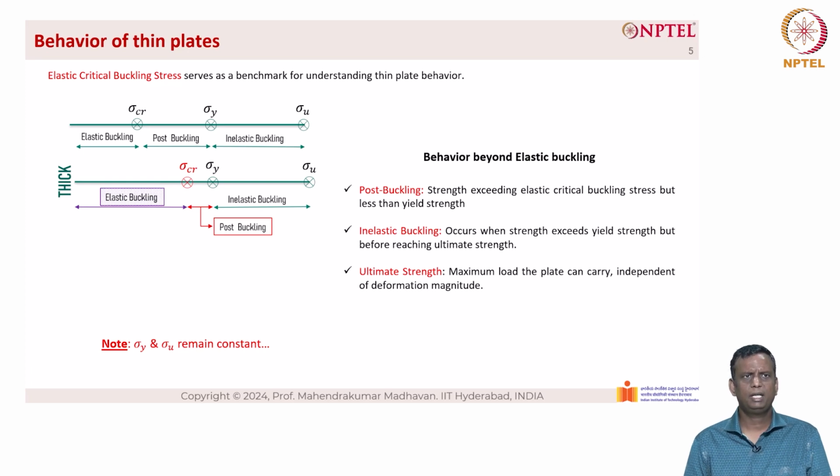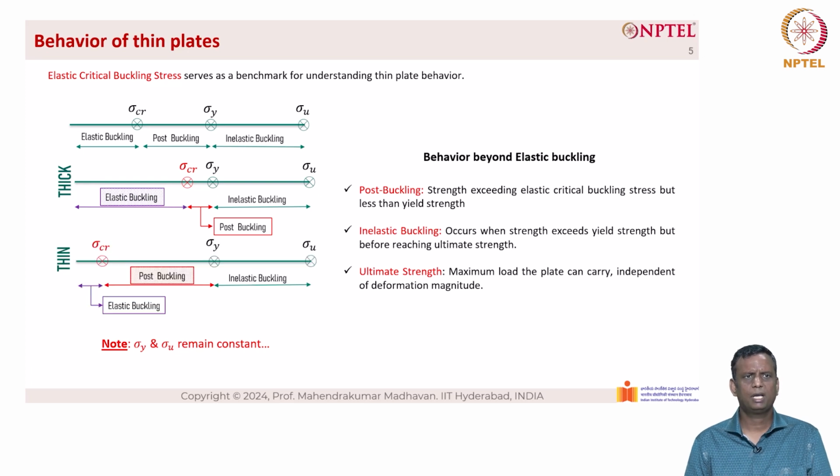So for a thicker plate, you have more elastic buckling because of higher t, and hence there is less post buckling because it narrows the gap between sigma critical and sigma y. Whereas for a thin plate, the thickness is very small, so you have lesser sigma critical. From the loading point to sigma critical, you have very little elastic buckling, but the post buckling is much higher because the gap between sigma critical and sigma y is much larger. So this is the plate post buckling behavior for thick plates as well as thin plates.